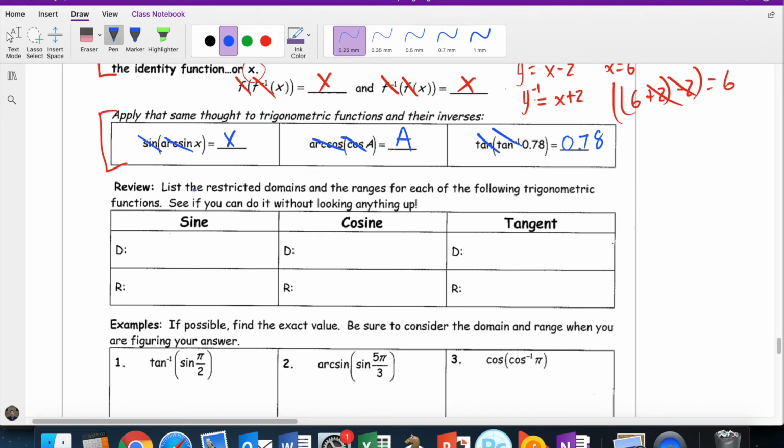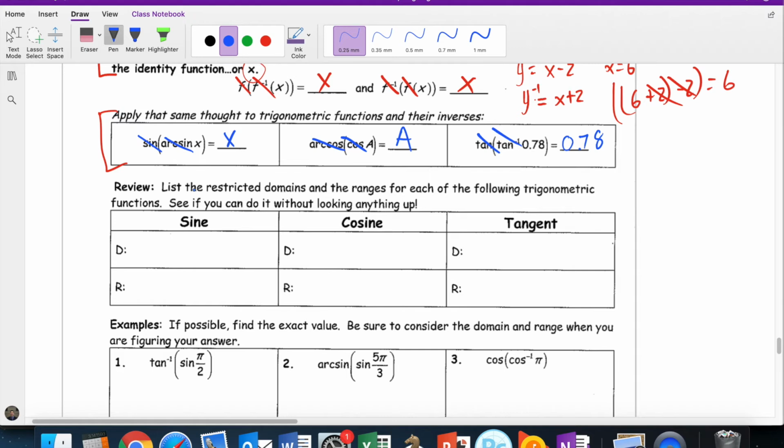Okay, so this one says list the restricted domains and ranges for each of the following trigonometric functions. See if you can do it without looking anything up. This goes to what we were talking about last class. We restricted the domain of sine, we restricted the domain of cosine, just so that we can have the inverse be functions instead of just graphs.